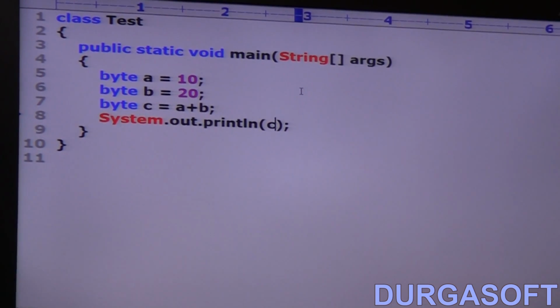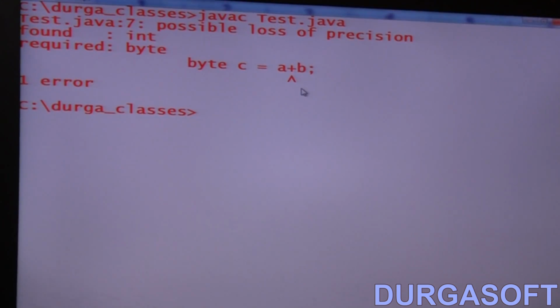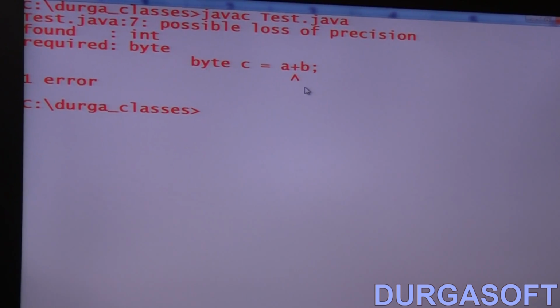Sir, 10 plus 20 is nothing but 30, but the compiler is giving an error. Have you observed? Possible loss of precision, found int, required byte. Are you able to understand it? This is one important conclusion related to arithmetic operators.